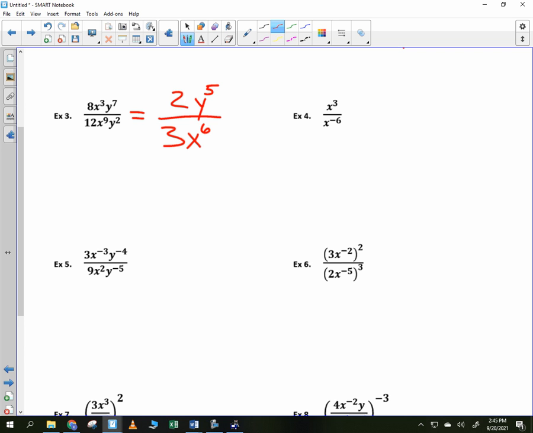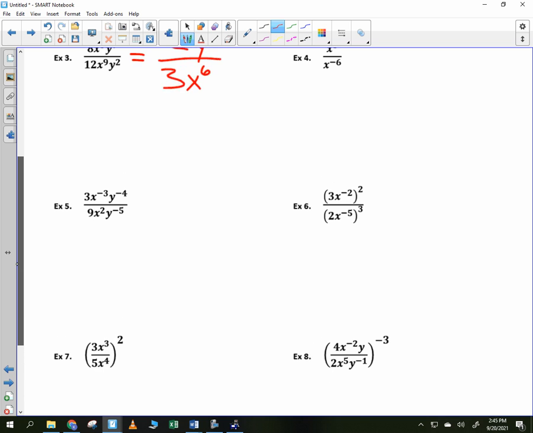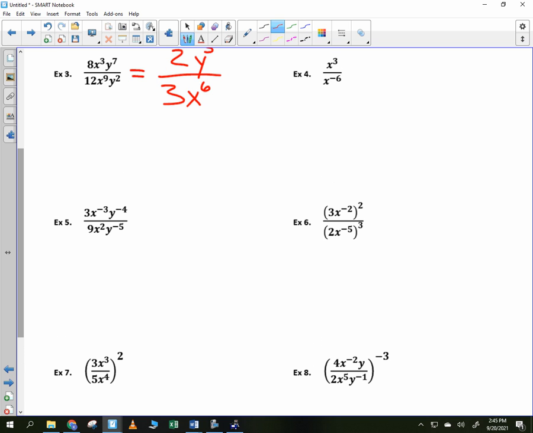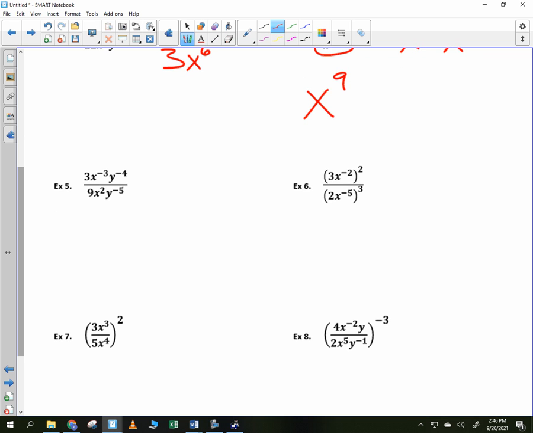What makes example 4 different? We're going to do example 4 and 5 and we'll be done. What makes 4 different? You have a negative exponent. Anybody remember what you do if you have a negative exponent? You move it. So this x to the negative 6, it moves up. So we have x to the 3rd times x to the 6th. And we get x to the 9th. So if you ever see negative exponents, just move them.